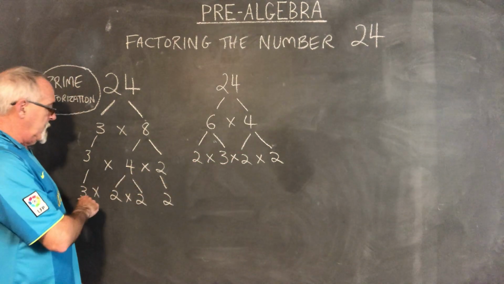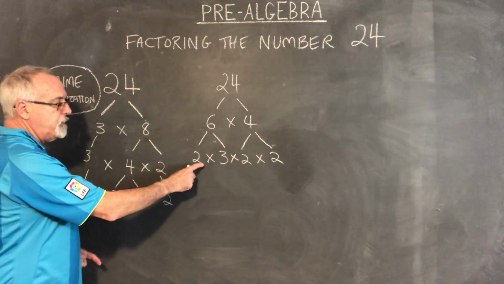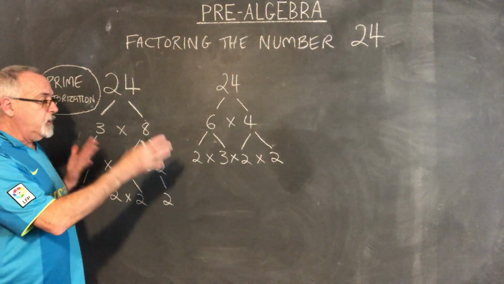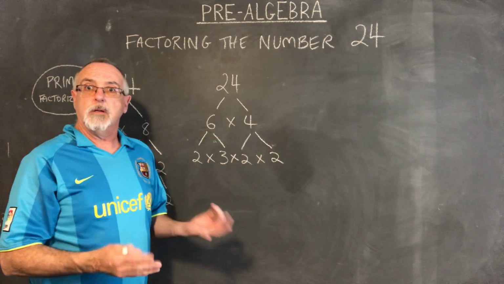2, 3, 2, 2. 3, 2, 2, 2. What matters is there's 1 3, and there are 3 2s. So I have all the prime factors. It's the correct answer. It just looks different.